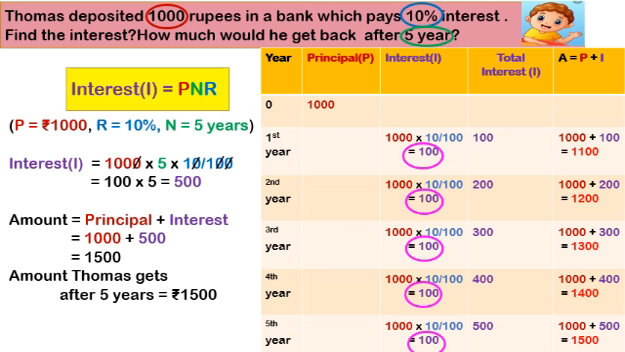From this, what do you understand, children? The principal amount will remain in the bank until we withdraw it, and the bank will pay the same interest every year, and it will continue until we withdraw it. Okay? Hope now simple interest calculation is clear to you.